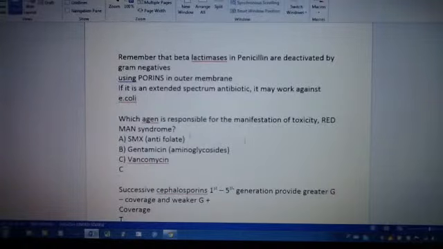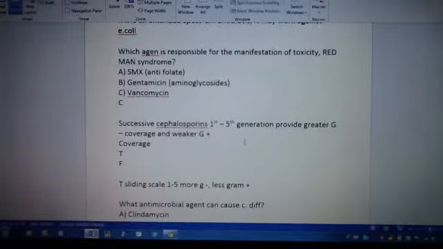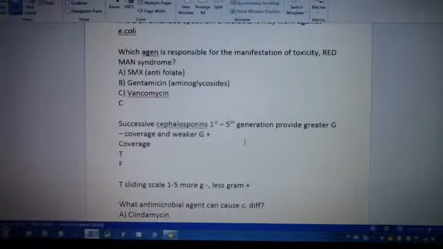Which agent is responsible for the manifestation of toxicity, red man syndrome? The choices are A, SMX, antifolate. B, gentamicin, which is an aminoglycoside. Don't forget that gentamicin is an aminoglycoside. And C, vancomycin. The answer is C, vancomycin.